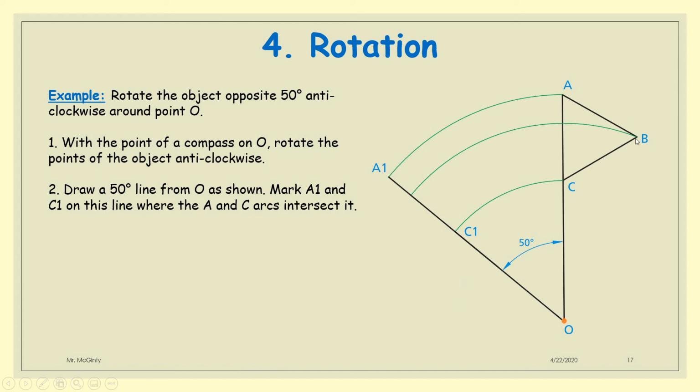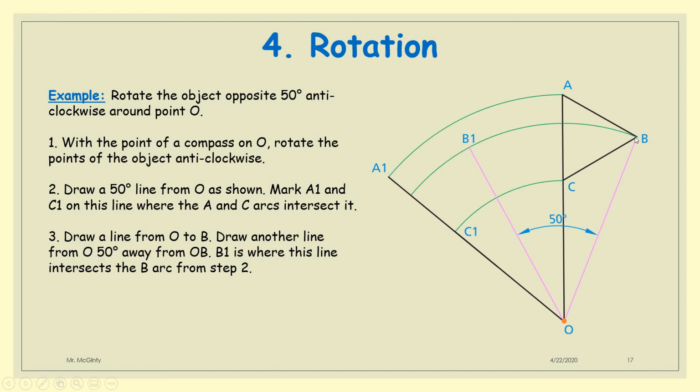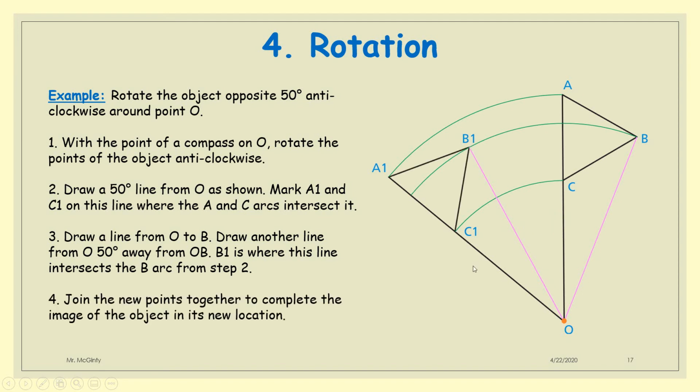To get B, it's the same thing. So you can join B to O, come across at 50 degrees, join O up here, and you get B1 there. So then you just join A, B and C together, and that is the flag done in this new location as a rotation. Okay.